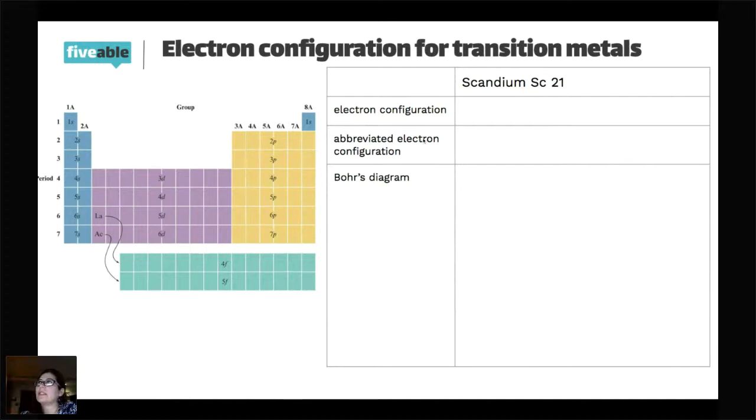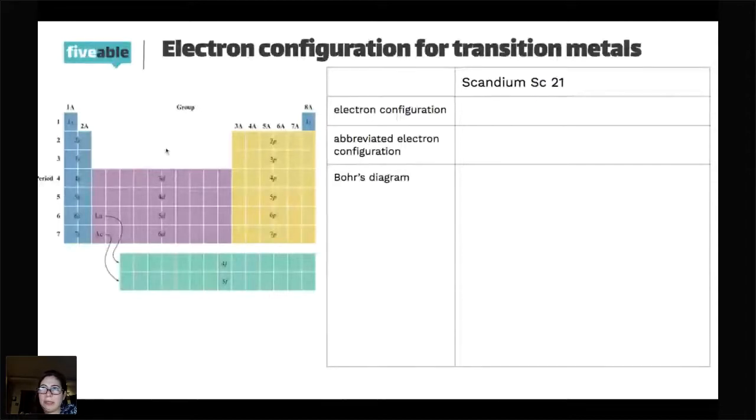Okay, so scandium has an atomic number of 21. Do we know what that 21 number means? 21 what? Number of protons, correct. And if we're talking about an atom, that means that it's a neutral atom, so the number of electrons should be the same. So we're going to do the electron configuration for 21 electrons.